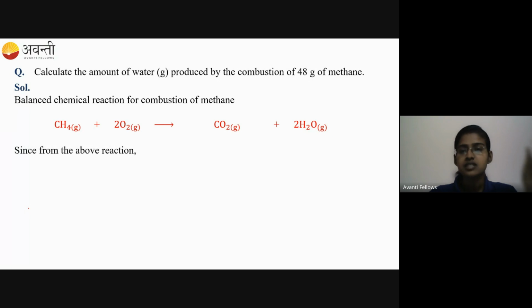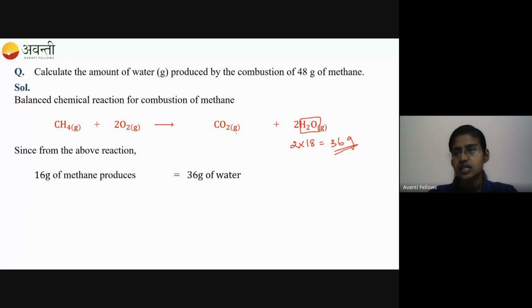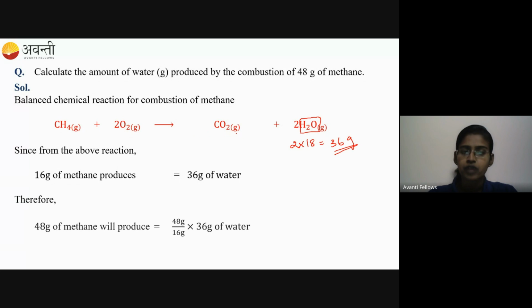So from this reaction, 16 gram of methane produces 36 gram of water, because for 1 mole of water the molecular mass is 18, and 2 moles of water is produced, so it is 36 gram. Very good. Now for 48 gram, 48 by 16 into 36, just cross multiply, you will get 108 gram of water. JNV Ramnagar, you got 96.